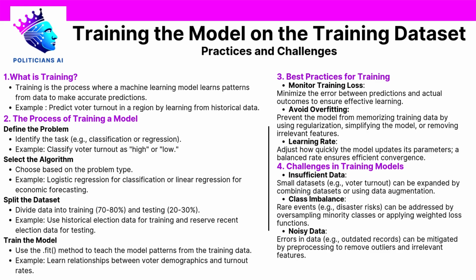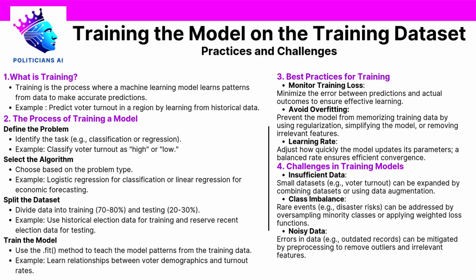Training begins with defining the problem you want to solve. In public policy, this could be predicting voter turnout in a given region for an upcoming election. This is a classification problem, where the goal is to categorize areas as having high or low turnout. Another example is predicting the economic impact of new public infrastructure, which is a regression problem since the goal is to predict a continuous variable like GDP growth.